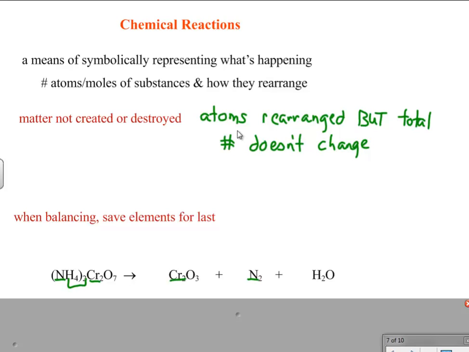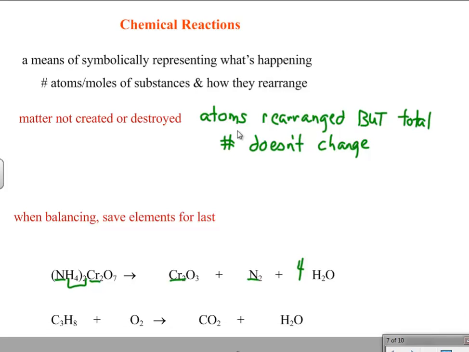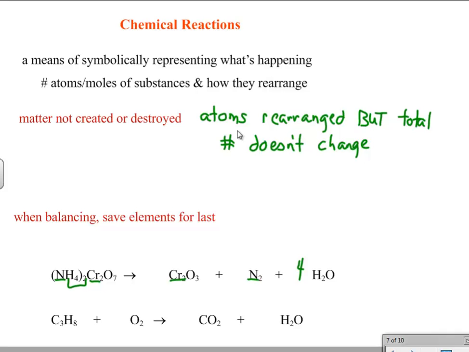We've got 2 more elements to go. On the left we have 8 hydrogens. So if we put a 4 in front of the water, now we have 8 hydrogens on the right. Count up our oxygens. 4 plus 3 is 7, so oxygens are balanced.